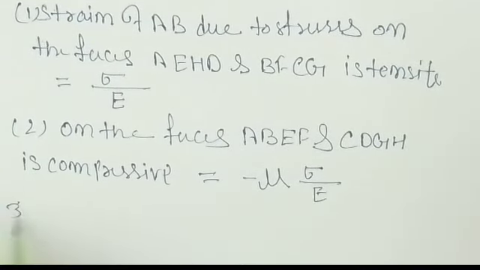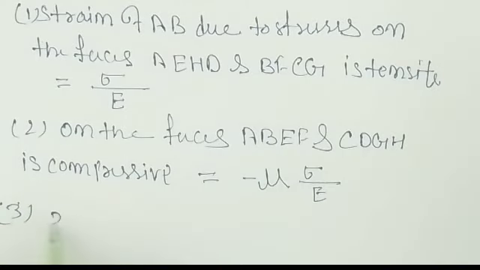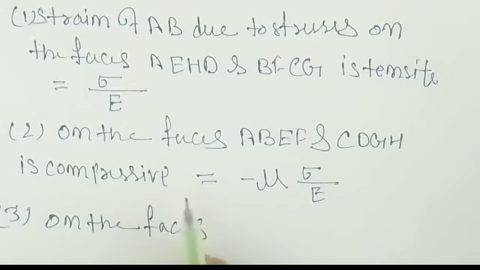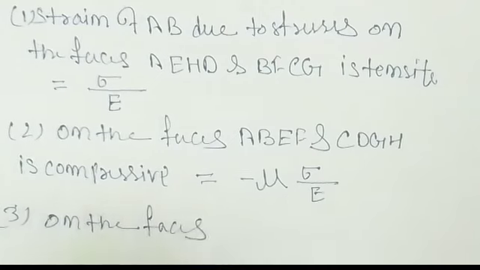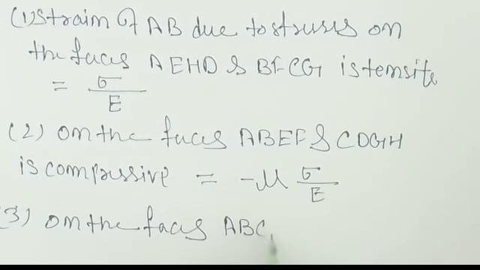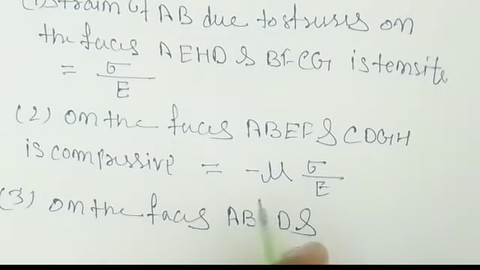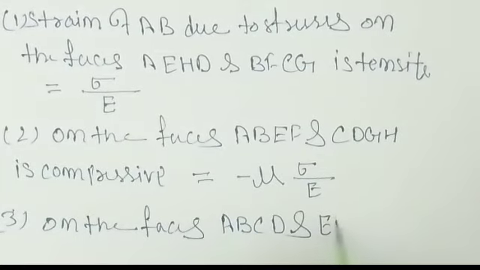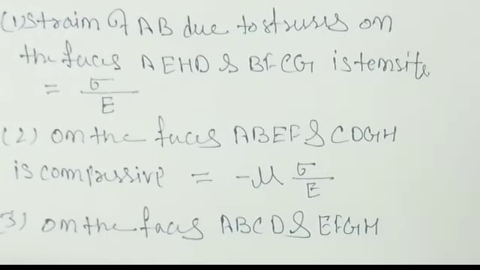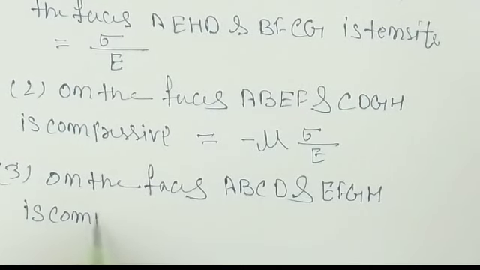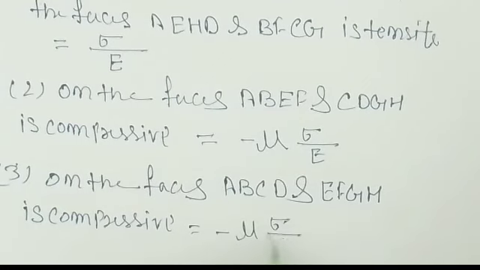Then third, on the z axis, on the faces, z axis is your ABCD, very good, that is ABCD, and the back of that, EFGH, right? And EFGH is also compressive, right? Is compressive and equal to what? Minus mu times sigma by E.